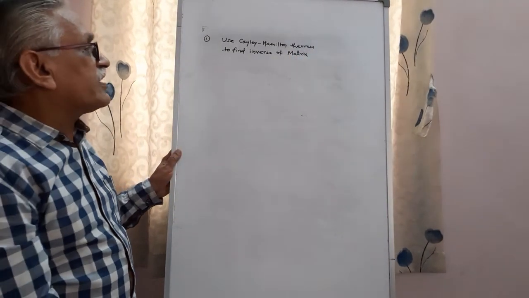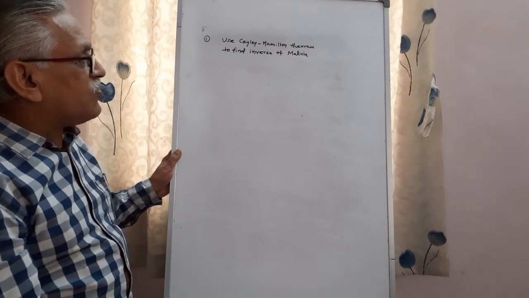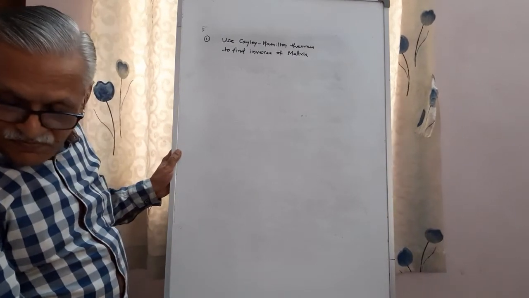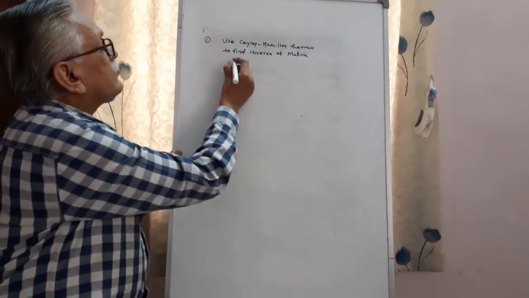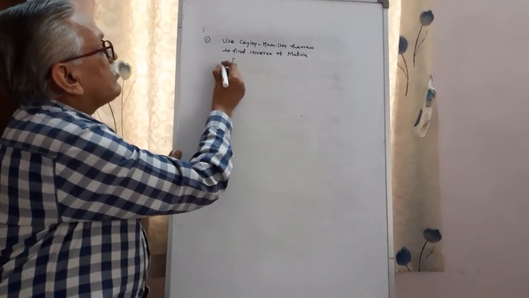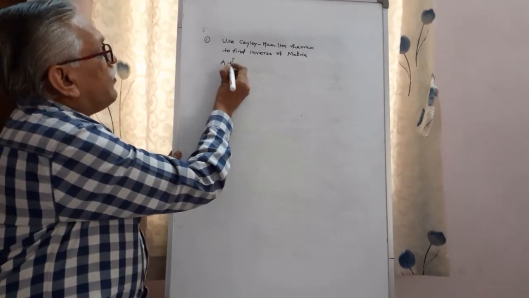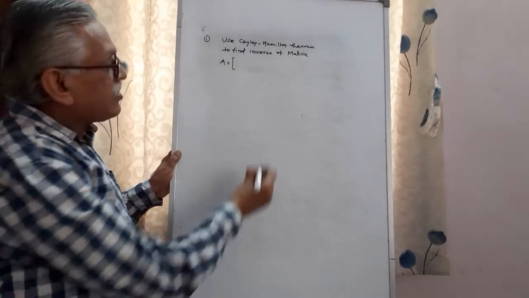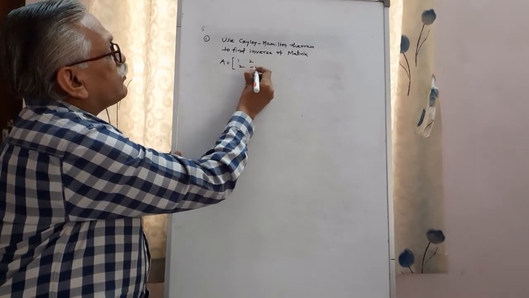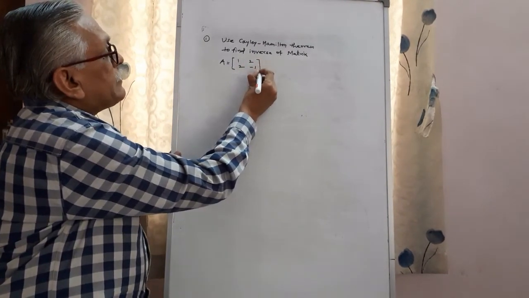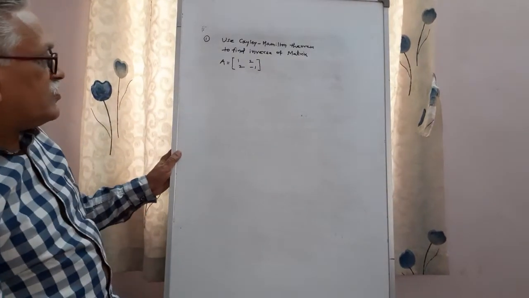Use the Cayley-Hamilton theorem to find the inverse of the matrix A equals [[1, 2], [2, -1]].